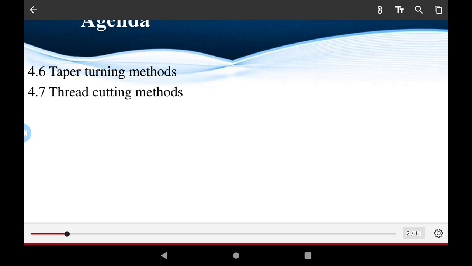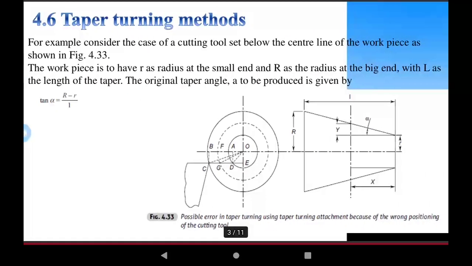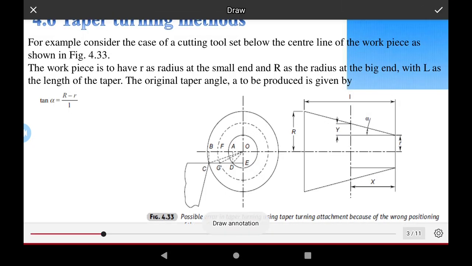I continue. The taper turning methods were also discussed in the last lecture, so I discuss some points in this figure. You can see the cutting tool set below the center line, and this is the center line of the workpiece. The tool, headstock and carriage all follow this line.